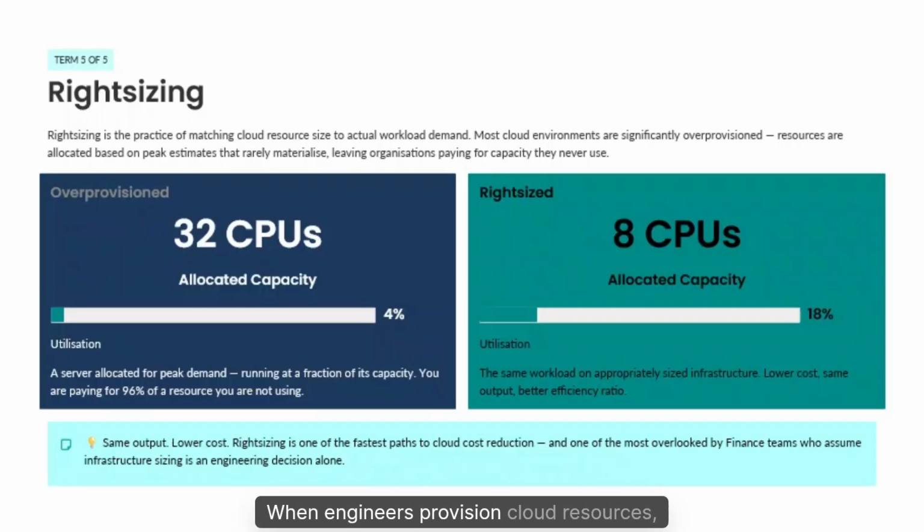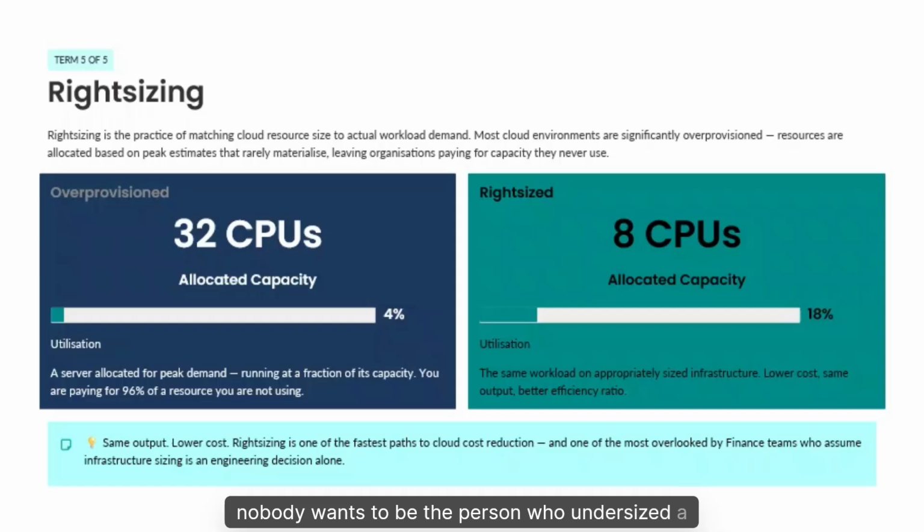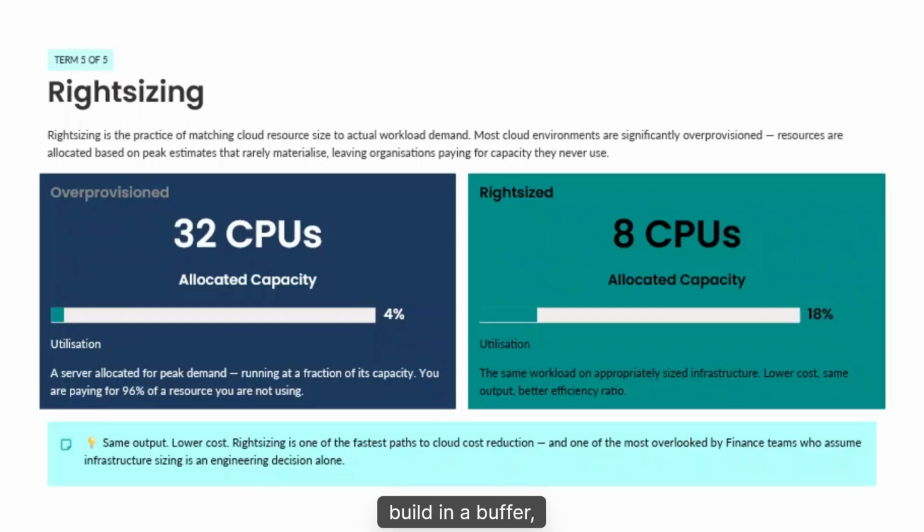When engineers provision cloud resources, they almost always provision more than they need. And in this instance, provisioning means sizing up server capacity. There is a very understandable reason for over-provisioning the servers. It's because nobody wants to be the person who undersized a server and caused a performance incident. So the default is to pick the larger option, build in a buffer, and move on. The result at large scale across an organization is significant waste.